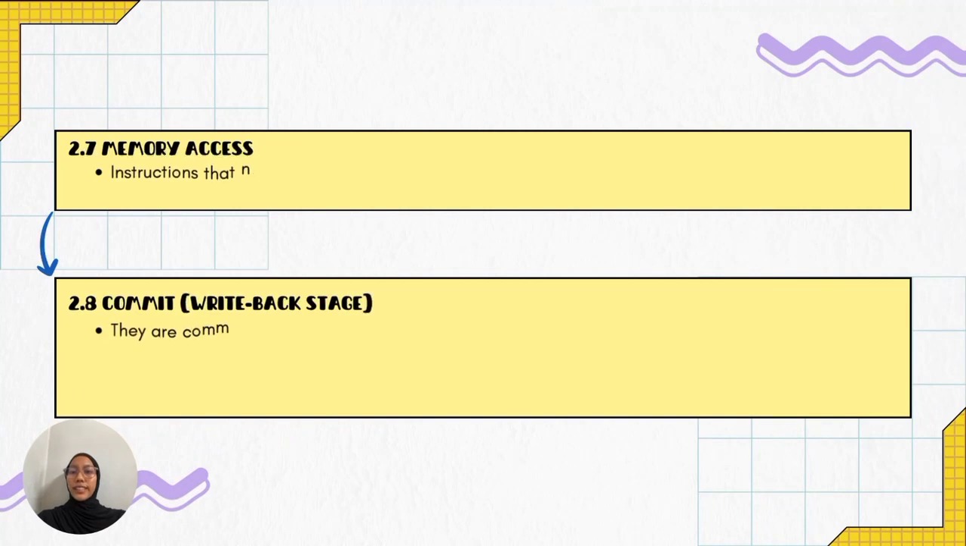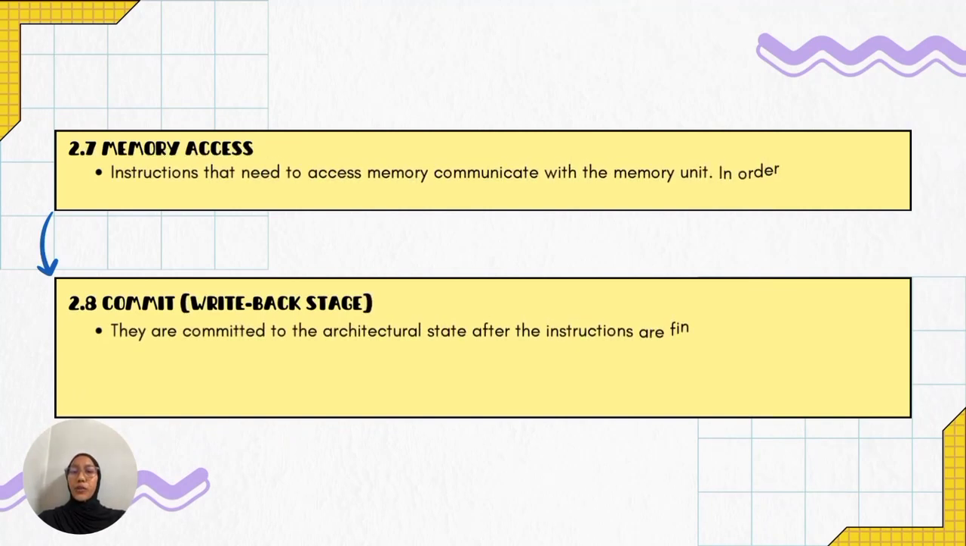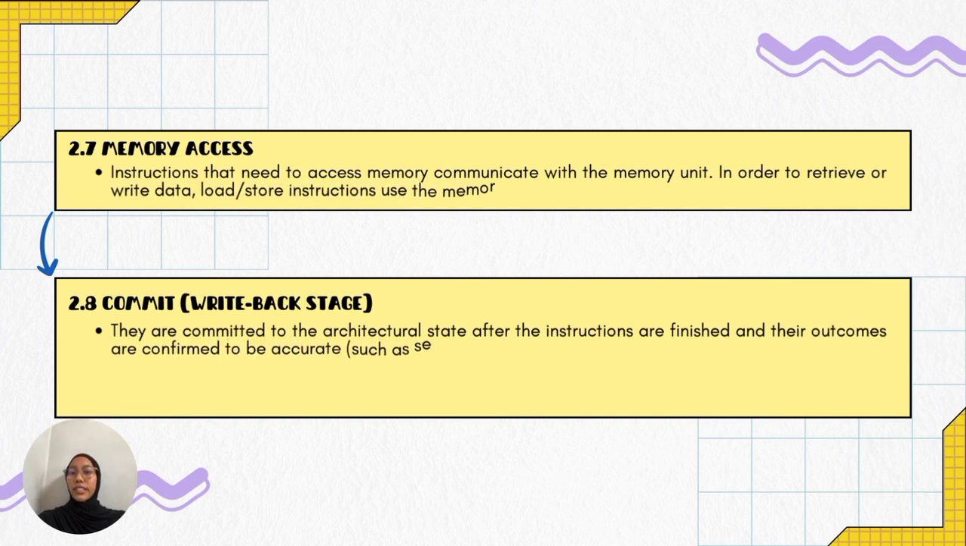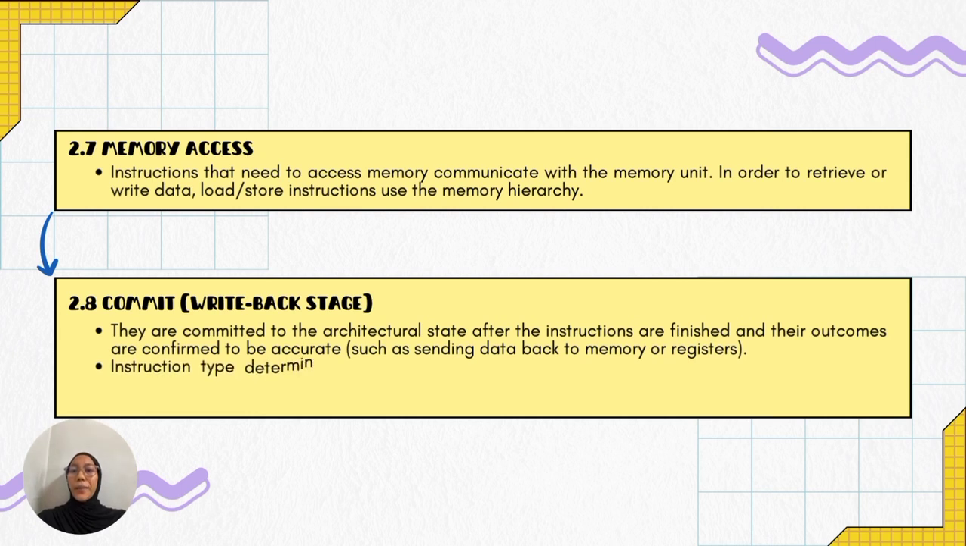Next, memory access. Instructions that need to access memory communicate with the memory unit. In order to retrieve or write data, load or store instructions use the memory hierarchy. Last but not least, commit, the write-back stage.